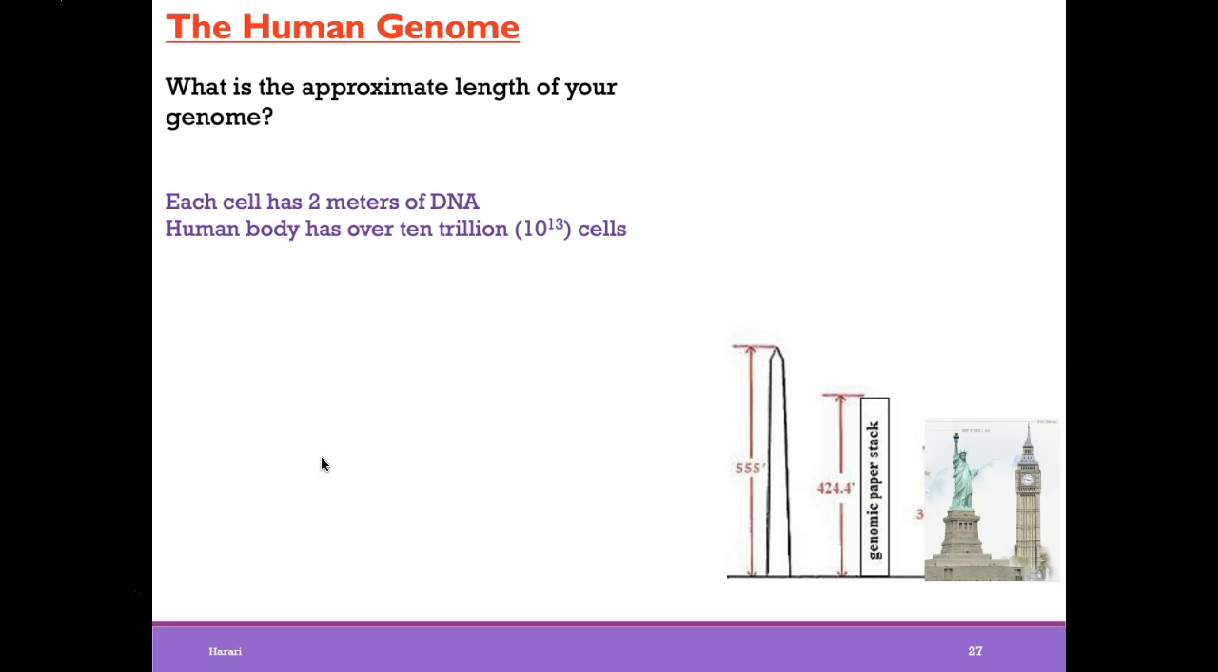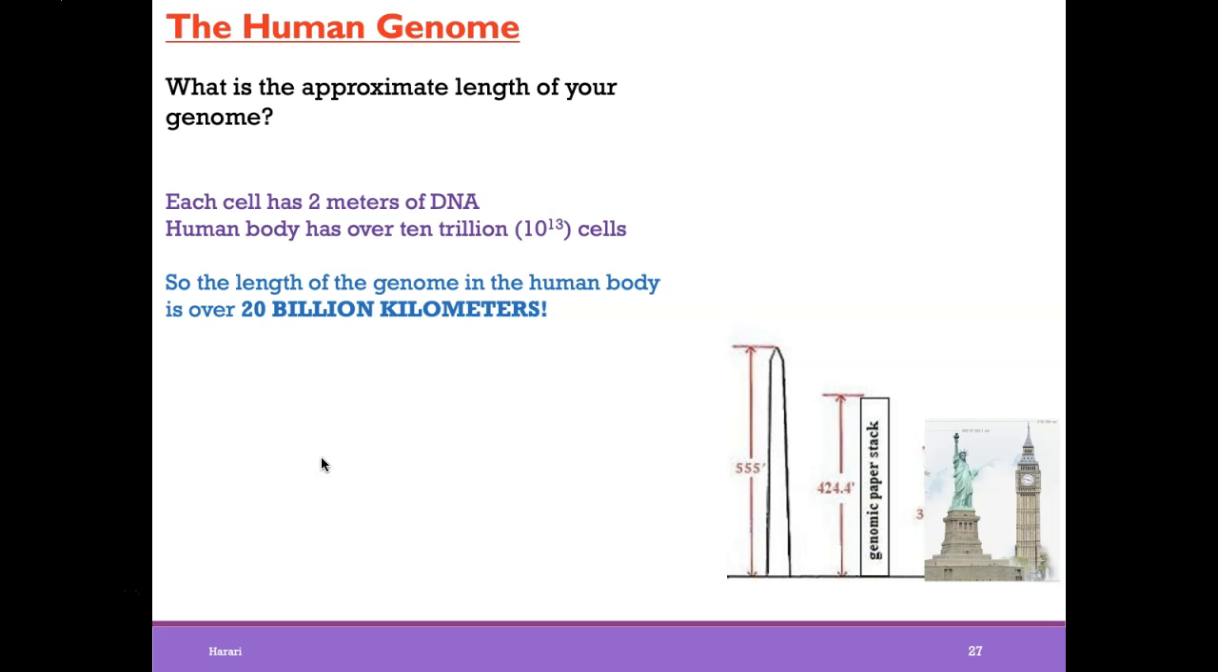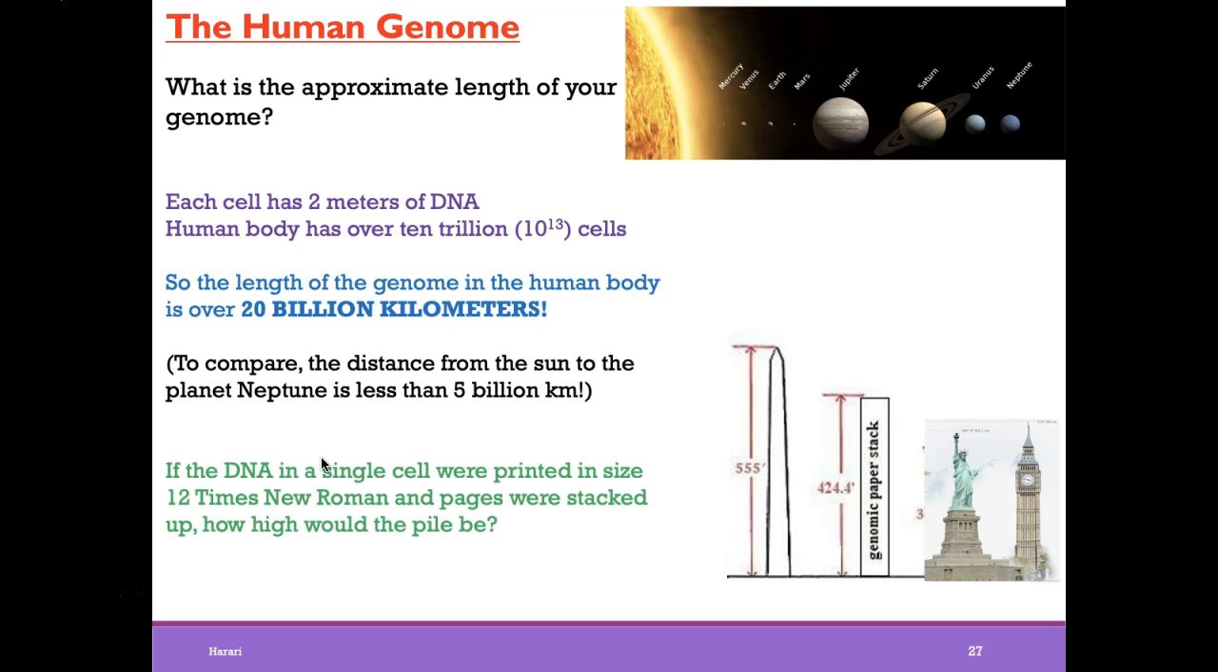The human body has way over 10 trillion cells, right? Up to 40 trillion cells. So if you multiply 2 meters of DNA per cell times 10 trillion cells, that means the length of the genome in the human body is over 20 billion kilometers. And just as a comparison, the distance from the sun to planet Neptune is less than 5 billion kilometers. So you could go from the sun to Neptune and back twice, 2 round trips from the sun to Neptune, and that's the amount of DNA in your body.